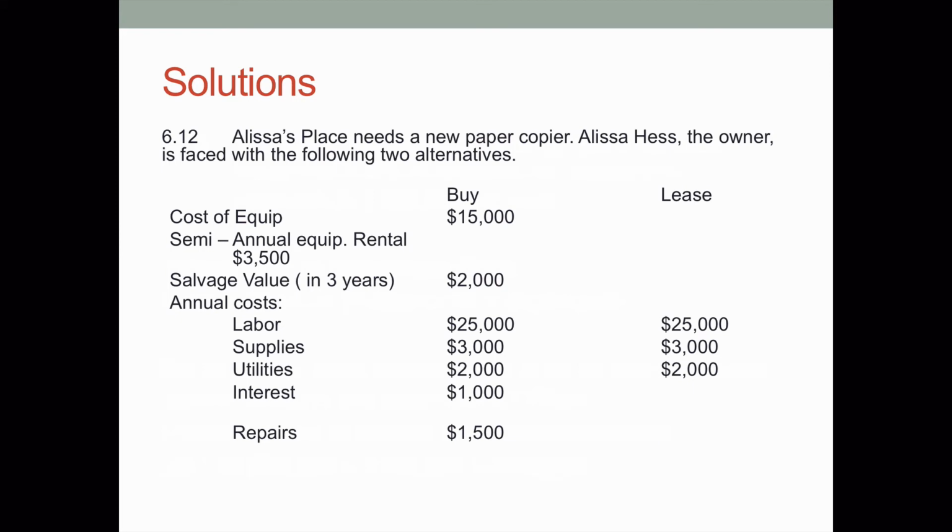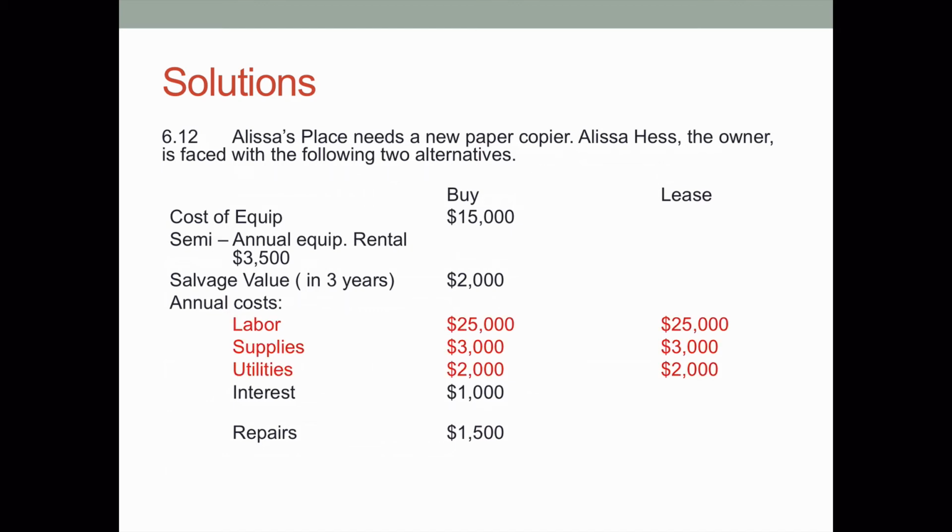Problem 612 is a buy versus lease option. In this example, we're looking at a copier, and we've got a cost schedule of buying it for $15,000 or doing semi-annual rental for $3,500. That $3,500 should be over on the lease portion; I guess it's slid over. And then we have salvage value, which is actually money coming back to us, of $2,000. And then we have annual costs.